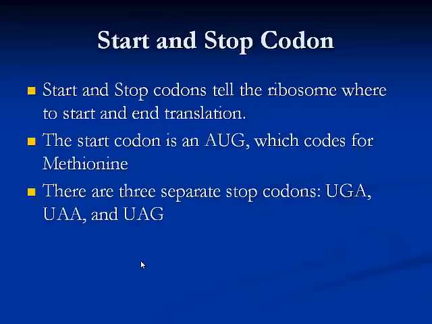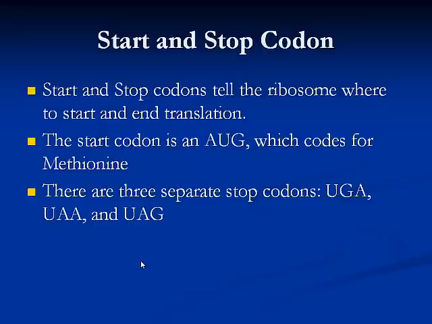Also important in codons are the start and stop codons, which tell the ribosome where to start and end translation. The start codon is AUG. AUG codes for methionine, so methionine will always be the first amino acid in a polypeptide chain. Sometimes it's removed later. Actually, the majority of the time it's removed later. But the first amino acid in a polypeptide chain will always be methionine.